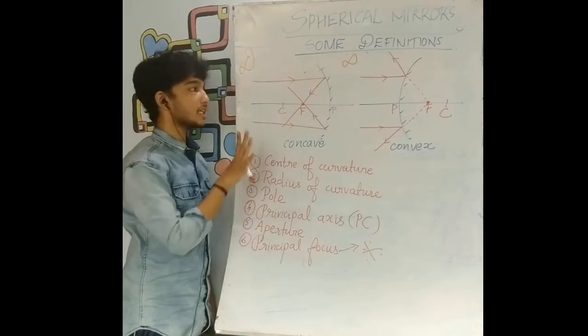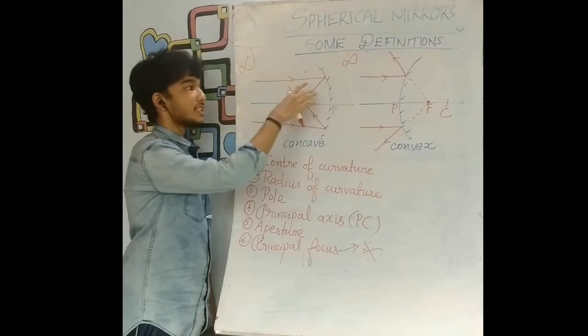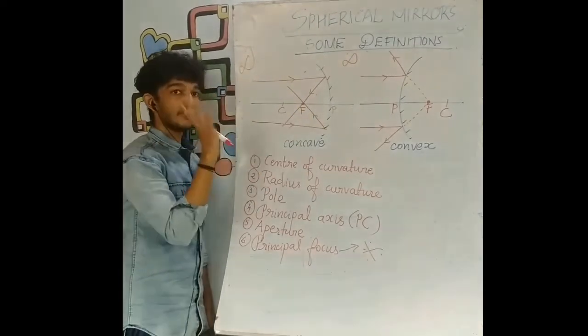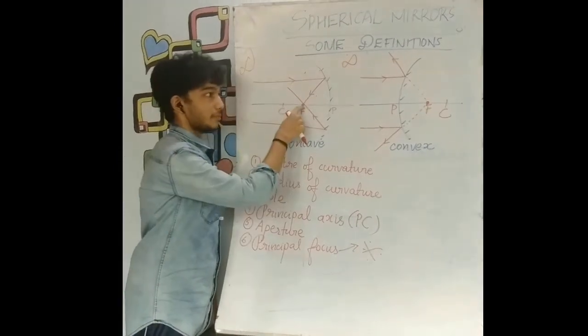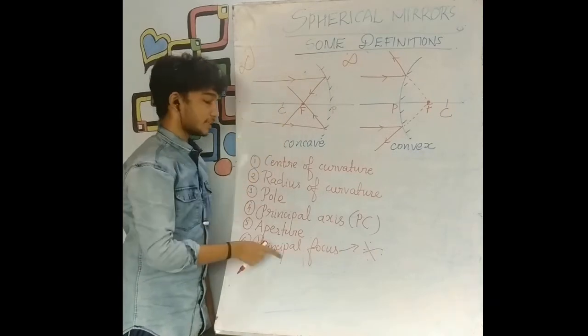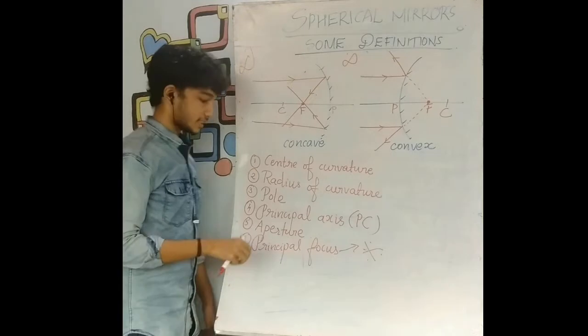One more time I will repeat. Principal focus means when the ray of light comes from infinity and strikes the concave or convex reflecting surface, then after reflection they meet at a point or appear to come from a point, and that point is known as the principal focus of the spherical mirror. Let it be concave or convex.